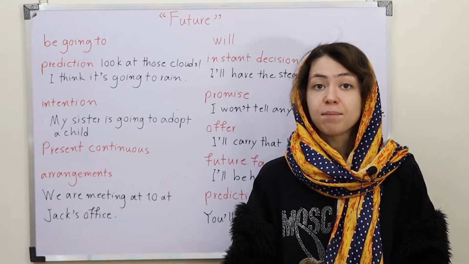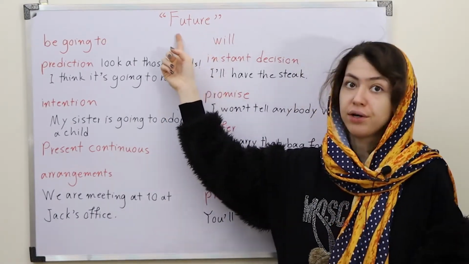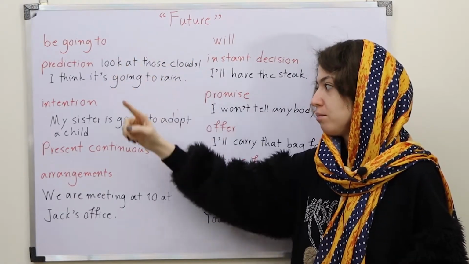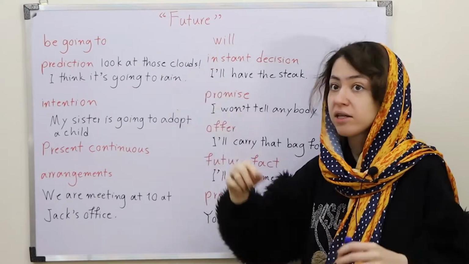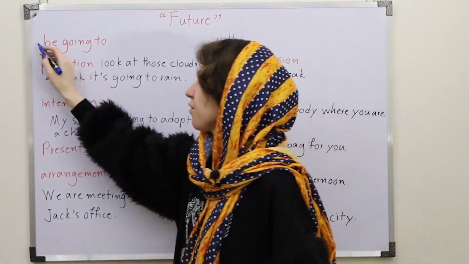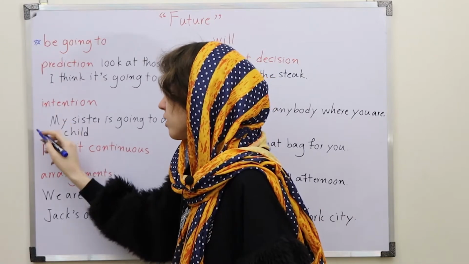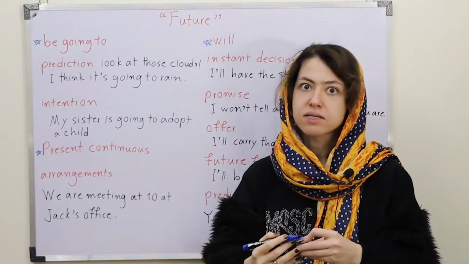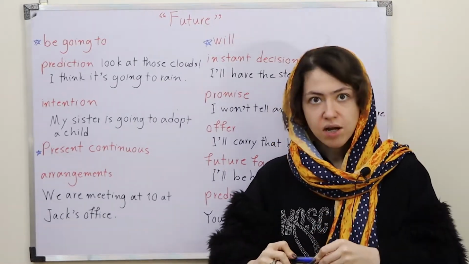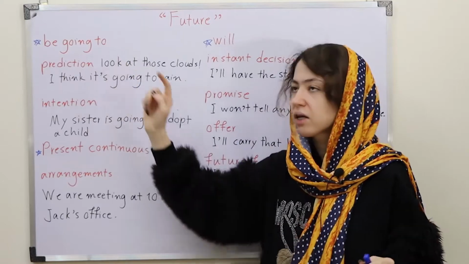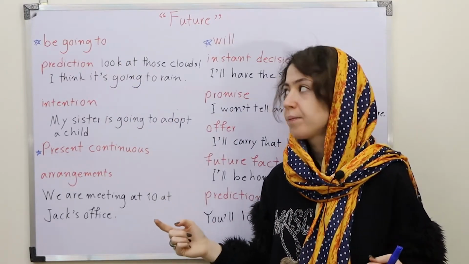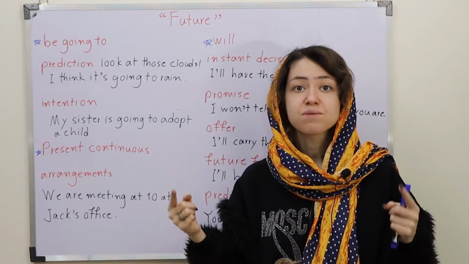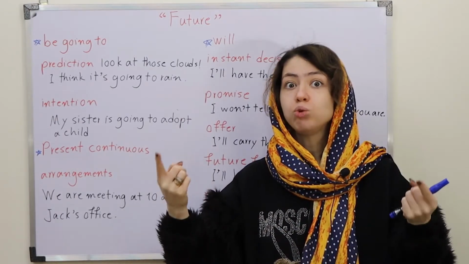Our grammar part is about future tense, okay? Future tenses, actually. Be going to, present continuous, and will. So, there are 3 forms that we can use in future tense. That's it. So, let's get started with be going to. Okay, be going to. I am going to. She is going to. This is the fixed part, okay, which shows the future.